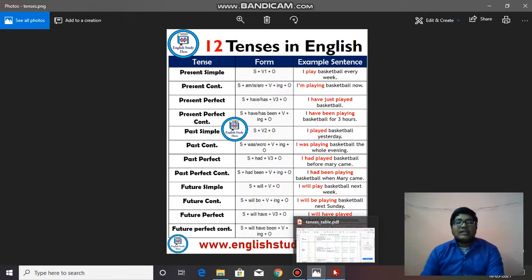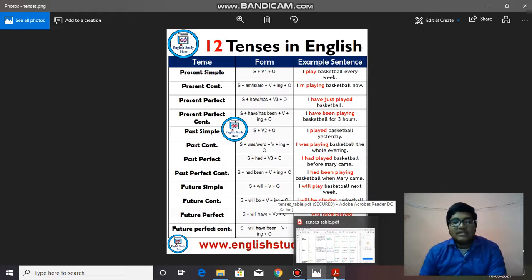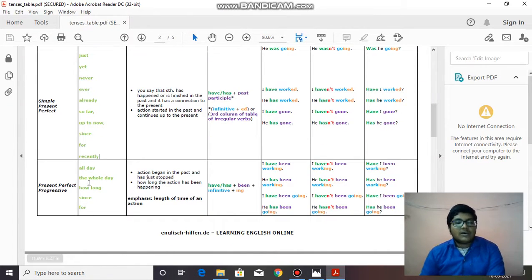And the next and last tense in the present tense is present perfect continuous tense, or present perfect progressive tense. This tense is used when an action began in the past and has just stopped, and to show how long the action has been happening. The present perfect continuous tense also contains some keywords which are all day, a whole day, how long, since, or for. These are the keywords which we can use to identify the present perfect continuous tense.